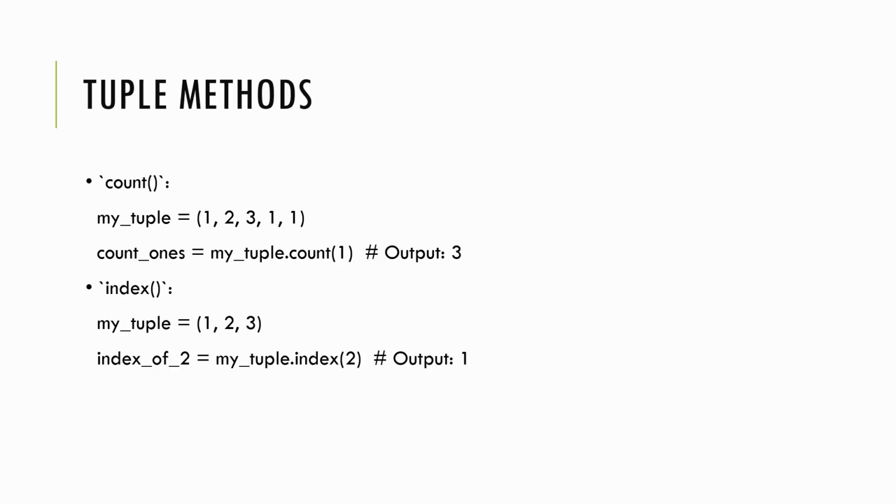Tuples have a few built-in methods that can be quite useful. For example, count returns the number of times an element appears in the tuple. So for my_tuple = (1, 2, 3, 1, 1), my_tuple.count(1) will return 3. Another method is index, which returns the index of the first occurrence of an element. For example, my_tuple.index(2) will return 1.